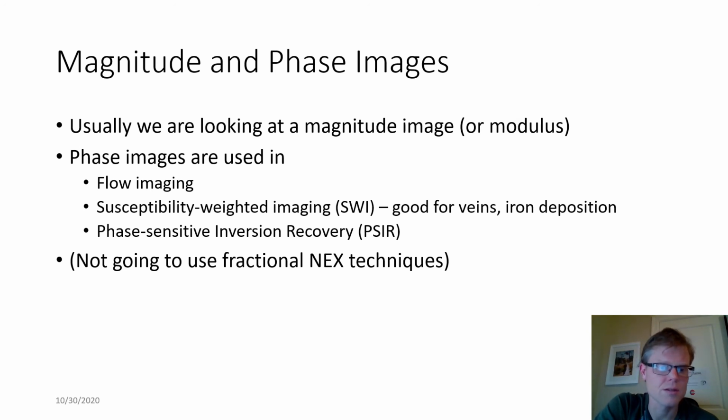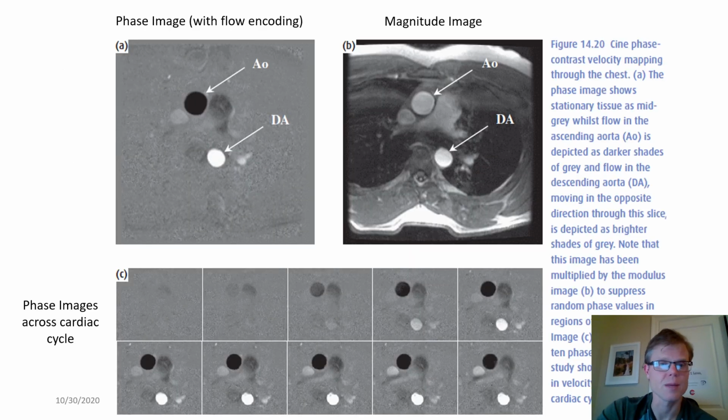And these are flow imaging, where we actually encode flow in the phase. 4D flow, I think I showed an example of earlier. Susceptibility weighted imaging is good for visualizing veins and iron deposition. Also a technique called phase sensitive inversion recovery, or PSIR. So let me show a few examples of that.